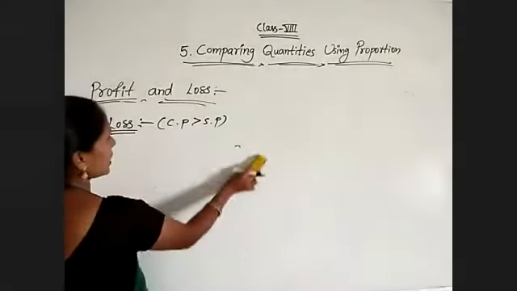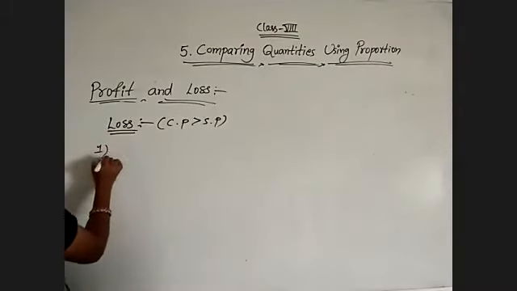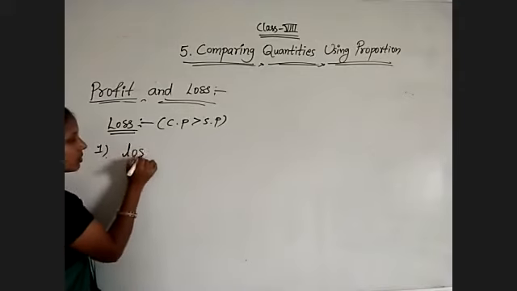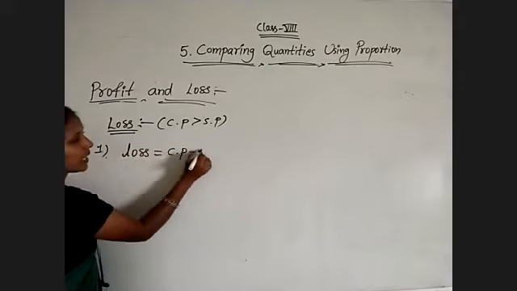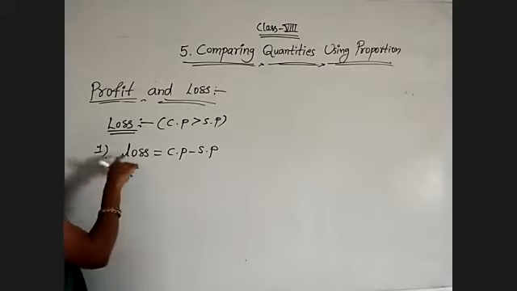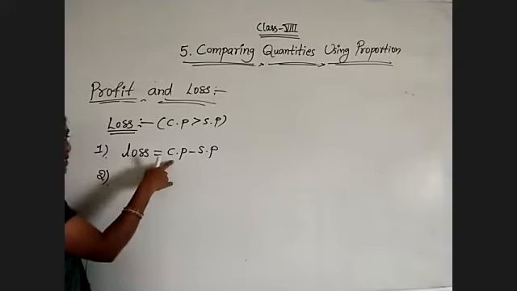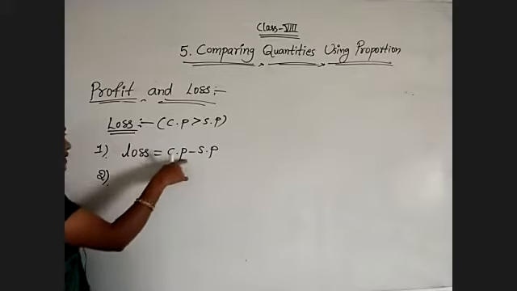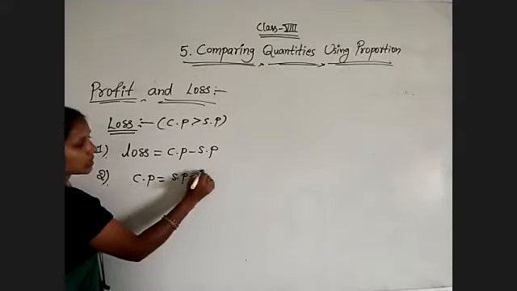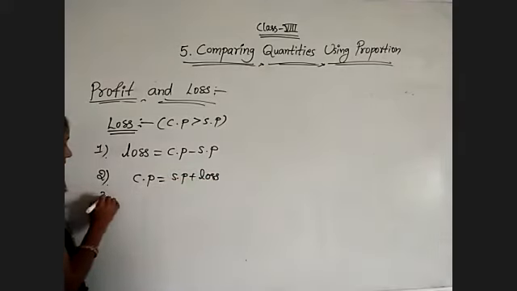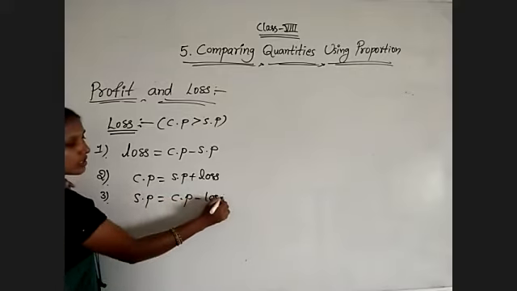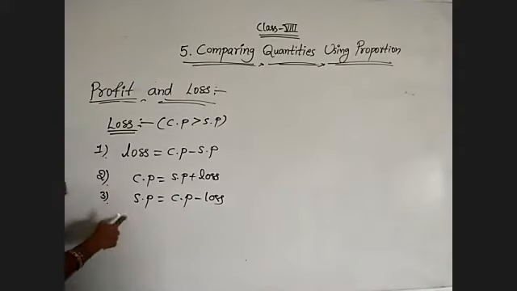So the basic formula is, just like the formulas we got for profit, the same thing: loss is equal to CP minus SP. Whenever your buying amount is more than your selling amount, you will get a loss. Secondly, because CP is more, to get CP we have to add the remaining two, loss plus SP: CP is equal to SP plus loss. And to get the third item, that is SP, we have to subtract again. CP is more, so SP is CP minus loss. These are the three formulas related to this topic.